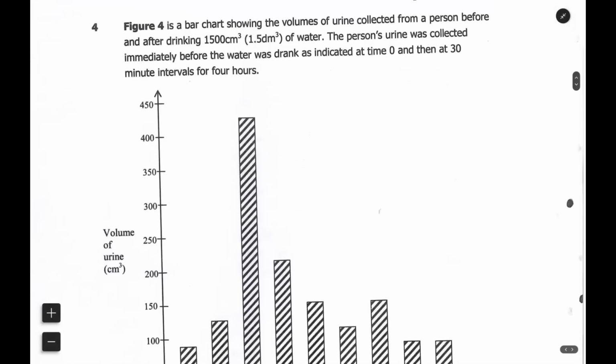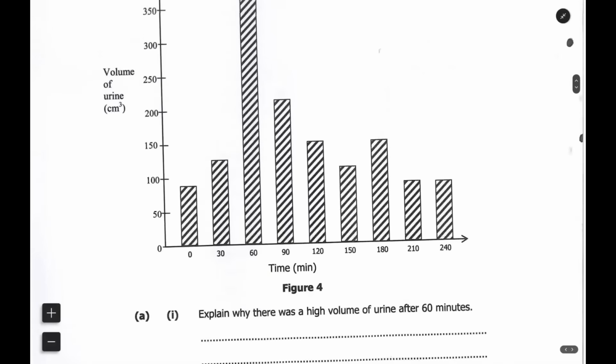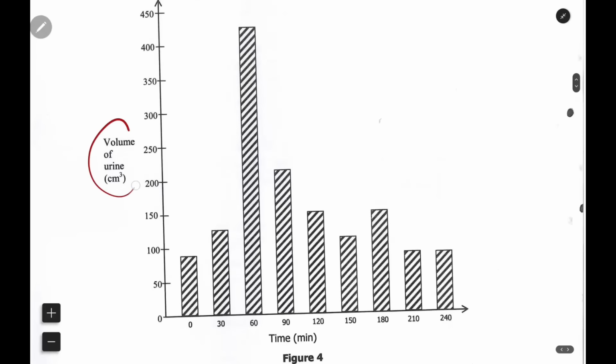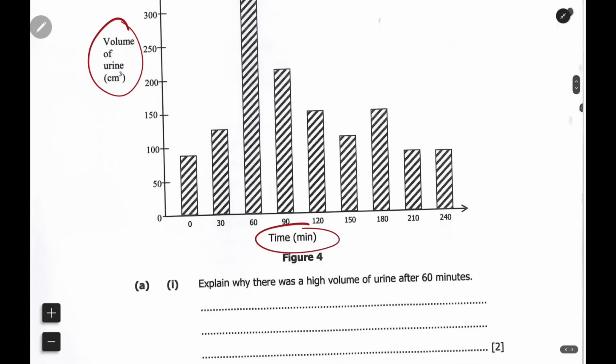Let's go to question 4. Figure 4 is the bar chart showing the volume of urine collected from the person before and after drinking 1,500 cubic centimeter, which is 1.5 decimeter cubic of water. The person's urine was collected immediately before the water was drunk and indicated at time 0 and then at 30 minutes interval for 4 hours. Look at the diagram. So we have the volume of urine this side, we have the time in minutes.